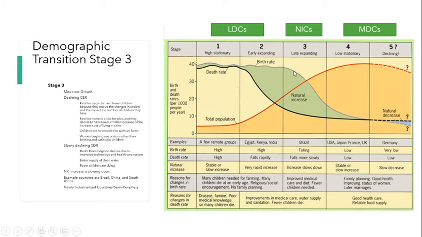Look at it again. Birth rate starts to decline. Birth rate starts to decline because it's becoming expensive to raise children in cities. The crude death rate dips even more, and we still see an increase in the population.